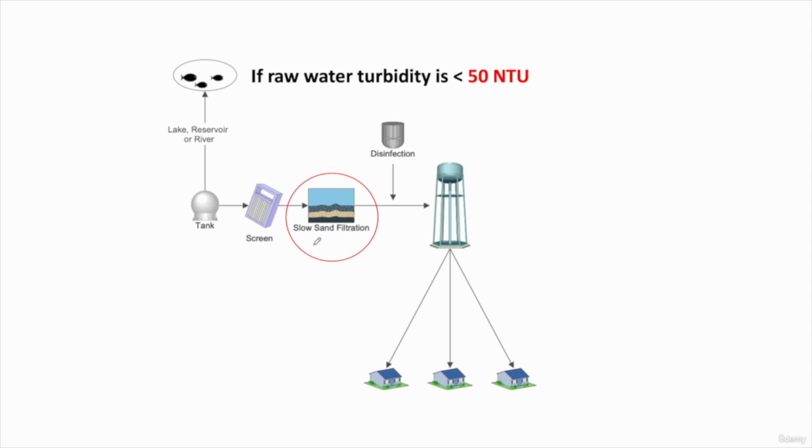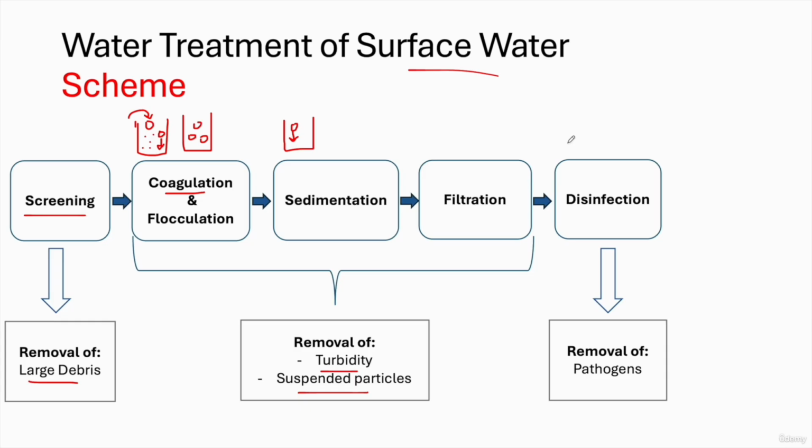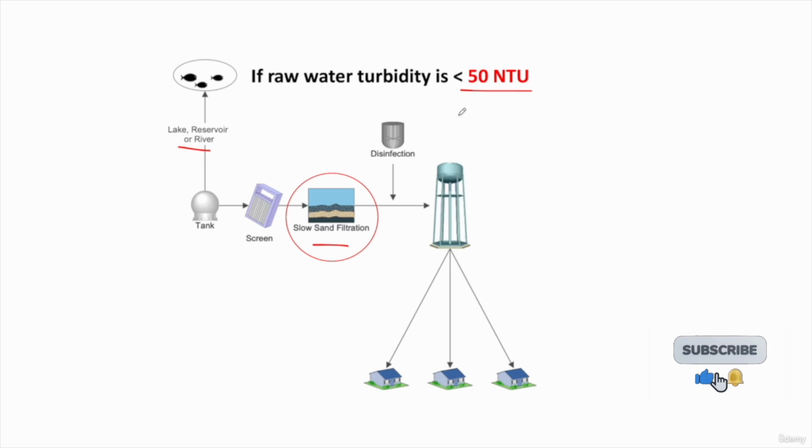A slow sand filter requires little to no pretreatment. If our raw water turbidity, that is, the initial water taken from the lake, reservoir, or river, is less than 50 NTU, we don't really need pretreatment. We only need basic screening so that coarse or large material does not enter the slow sand filter, as it might clog the pipes of this filter. So we don't need coagulation and flocculation, and we don't even need a pre-sedimentation tank.